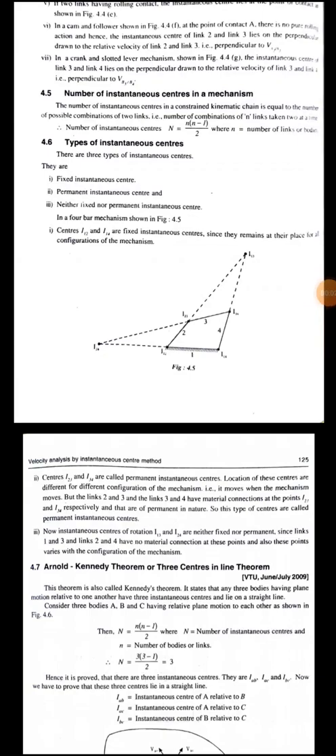Number of instantaneous centers in a mechanism. The number of instantaneous centers in a constrained kinematic chain is equal to the number of possible combinations of two links. The number of combinations of n links taken two at a time. Therefore, the number of instantaneous centers N equals n into n minus 1 by 2, where n is the number of links.